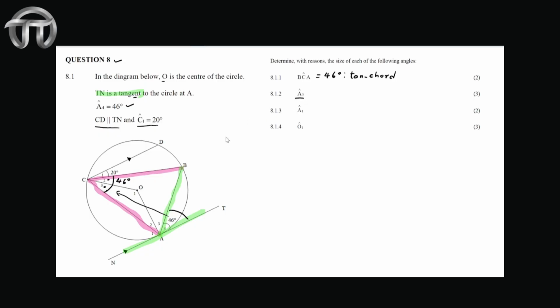8.1.2, the angle A3. Let's clean up our diagram here so that we can create a clear picture of where we see A3. All right. So where do we find A3? A3 is this angle inside our diagram. So the question wants us to determine that angle.